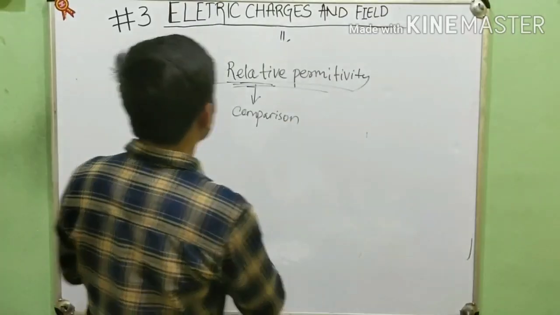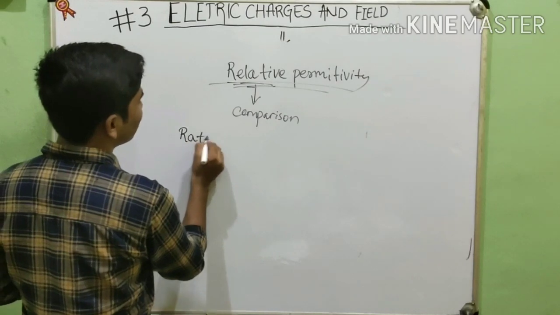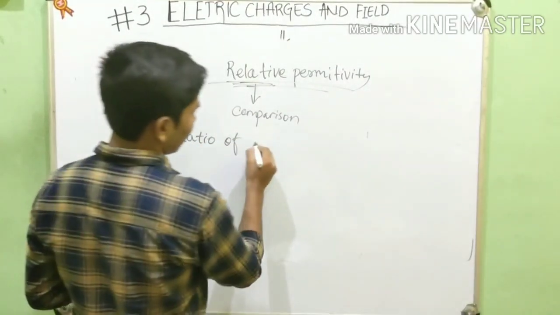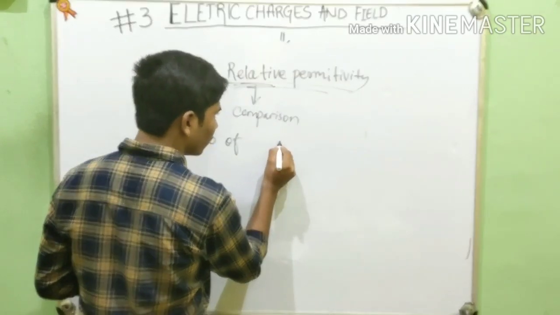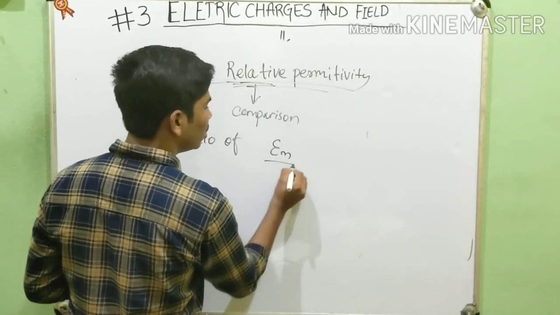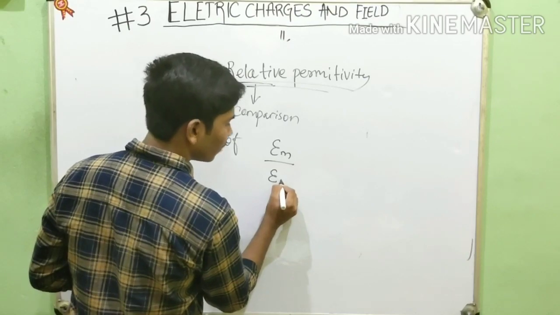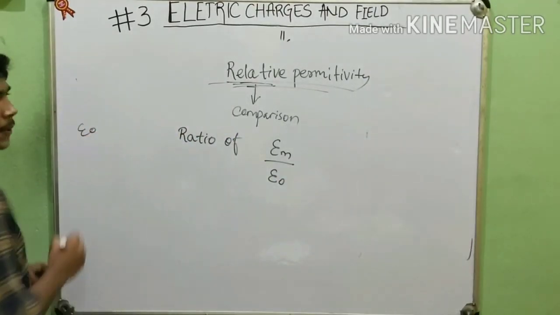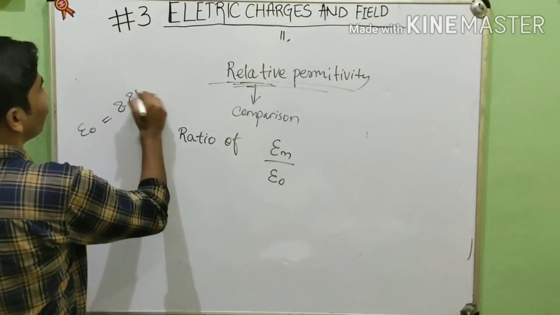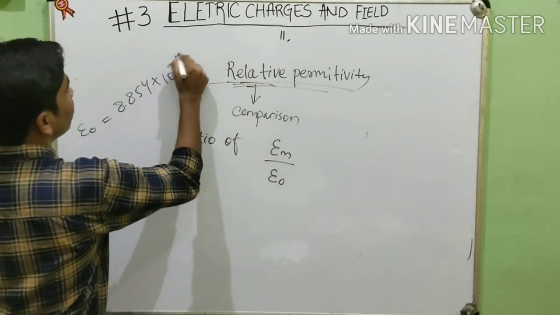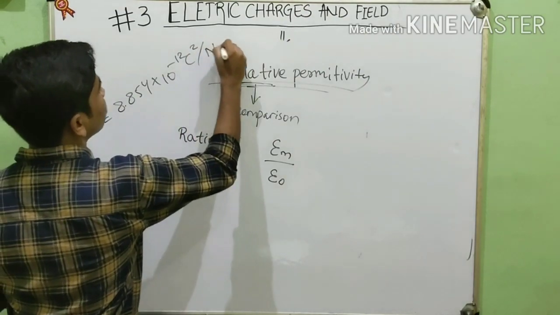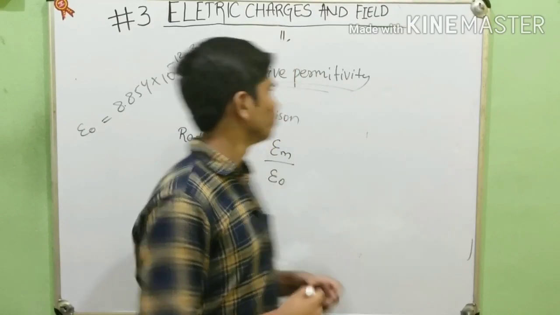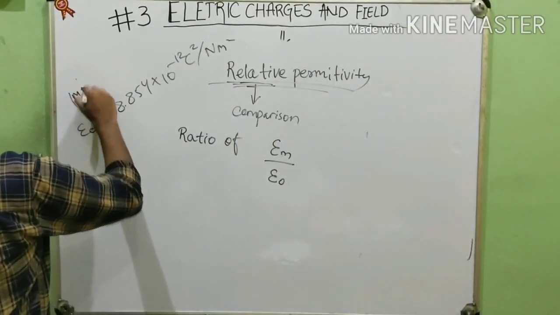It says the ratio or the comparison between the permittivity of a medium and the permittivity of what? Air. What is the value of E naught? Permittivity of air is 8.854 into 10 to the power minus 12 coulomb square per Newton meter square. I am telling this again and again so that you can remember this. This is one of the important values. Remember this.